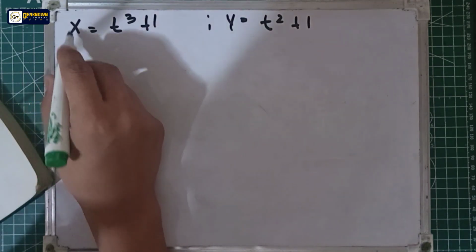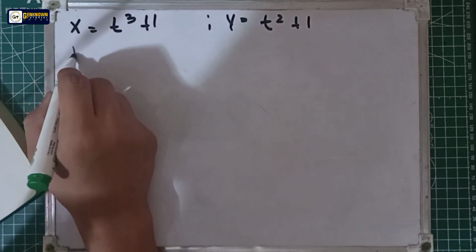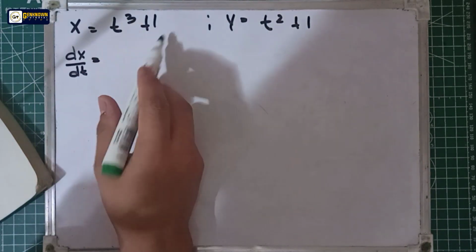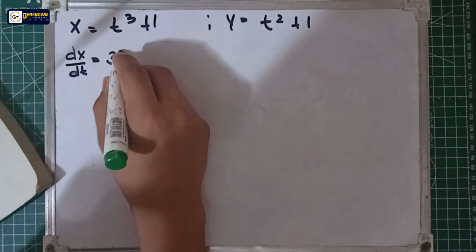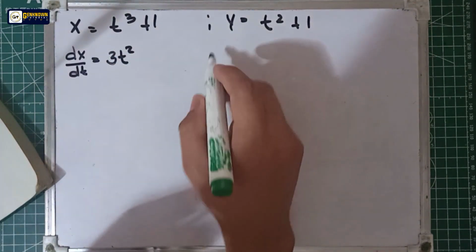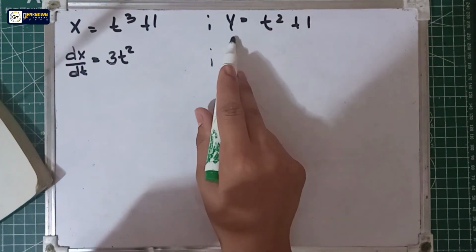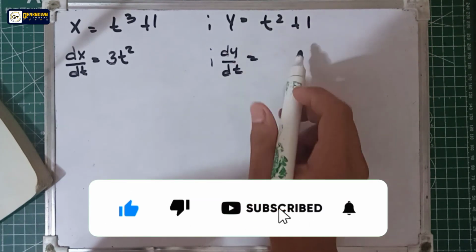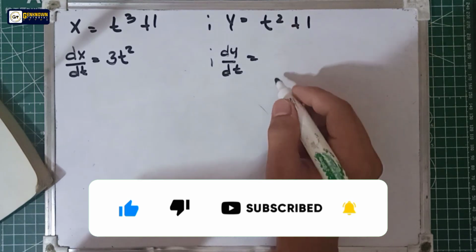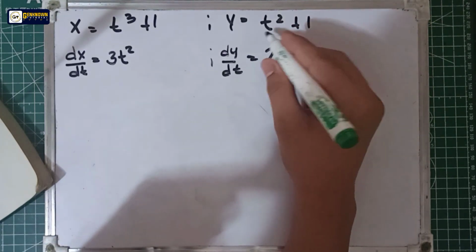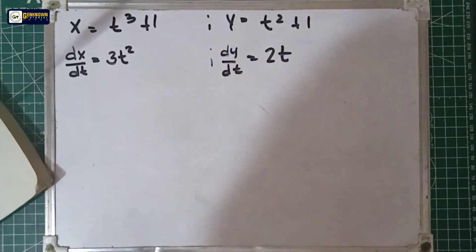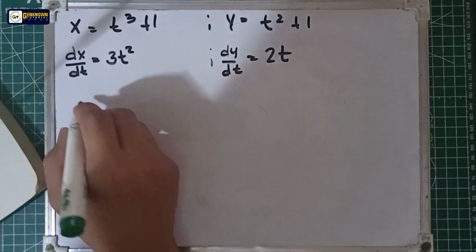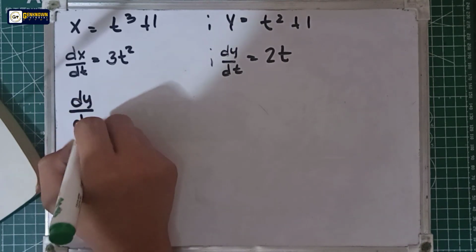Okay, the first thing is deriving x with respect to t, so dx over dt is equal to the derivative of t cubed plus 1, which will give us 3t squared. For the second function, the derivative of y with respect to t, dy over dt, is equal to the derivative of t squared plus 1, which is 2t.